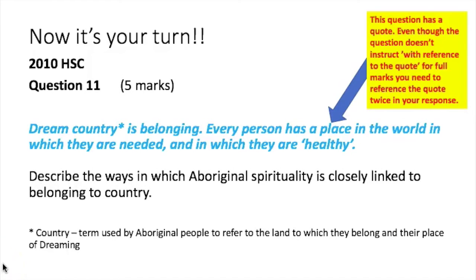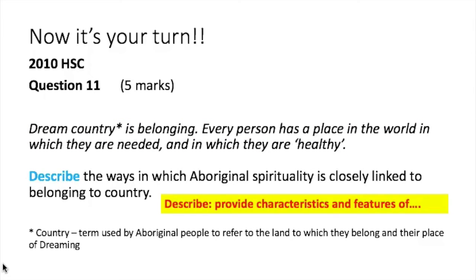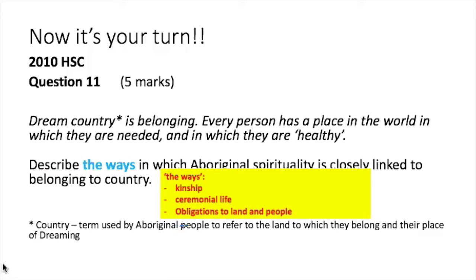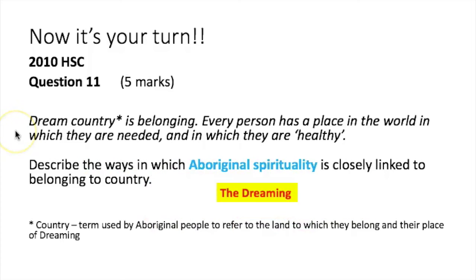Whenever you're given a quote, you need to refer to it in your response. While this question doesn't ask you to refer to the quote, it is a given. So to describe means to provide characteristics and features of. The ways means how, and the ways in which the Board of Studies want you to focus on is kinship, ceremonial life, obligations to land and people. Aboriginal spirituality refers to the dreaming.